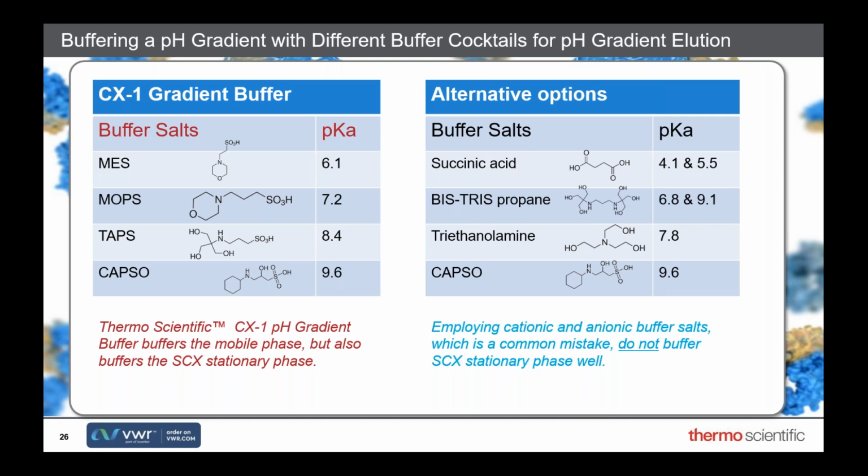Now, these alternative buffers are made up of a mixture of neutral, positive, and negatively charged buffers, which will not interact at the column surface very well. And they don't buffer the SCX stationary phase very well either.